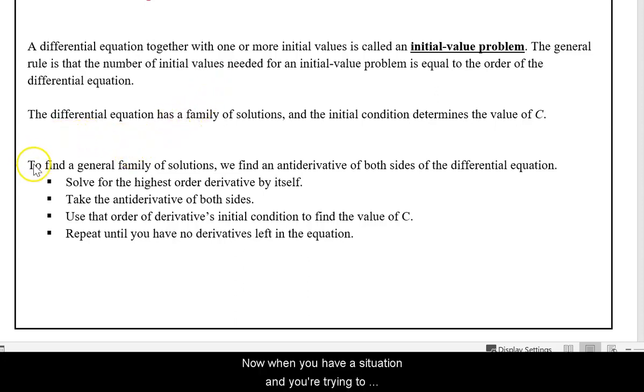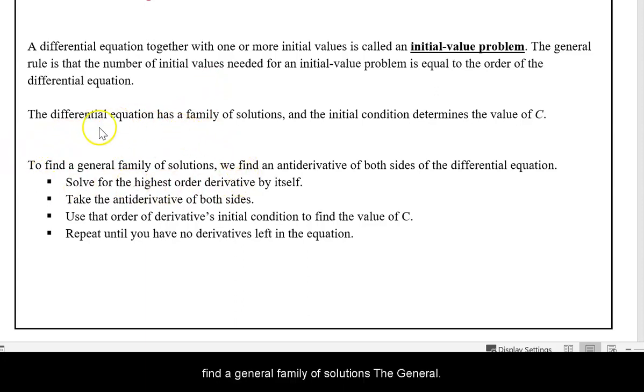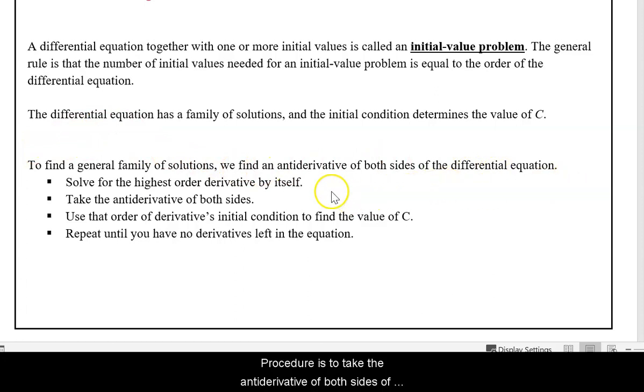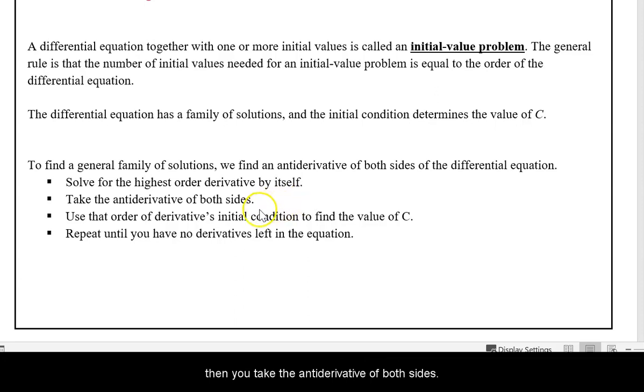Now, when you have a situation and you're trying to find the general family of solutions, the general procedure is to take the antiderivative of both sides of the differential equation. What do you do first? Well, first you solve for the highest order derivative. You isolate it on one side of the equation. Then you take the antiderivative of both sides. Taking the antiderivative, of course, means that you're taking the indefinite integral. And because you do an indefinite integral, you must get a plus c.